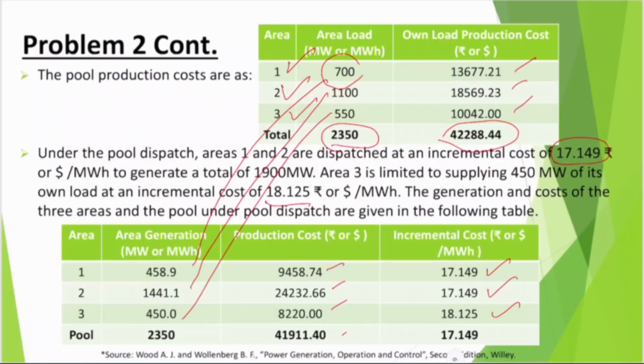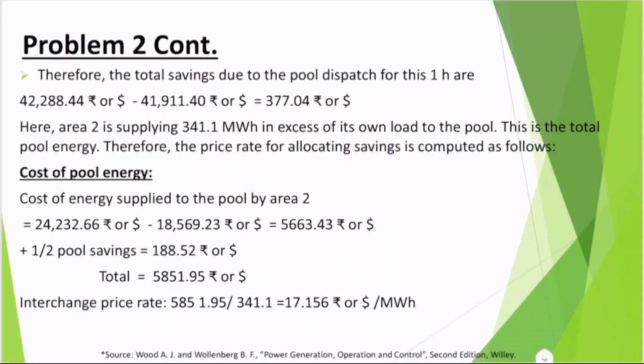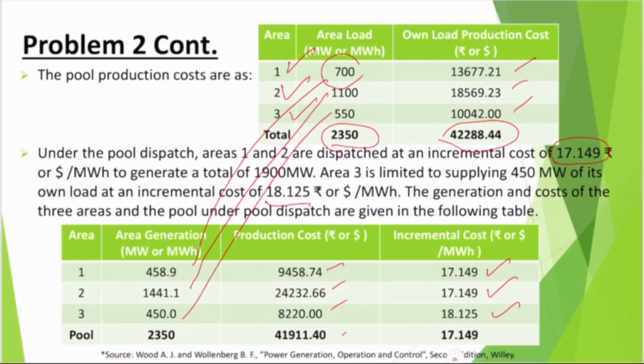What is the saving? 42288 minus 41911 is the saving due to rescheduling of energy supply by each one of them, that is area 1, area 2 and area 3. So the difference between 42288 and 41911 is going to be 377 rupees or dollars. Any unit you can use. Now here area 2 is supplying 341 extra megawatts instead of 1100. Now it is supplying 1441.